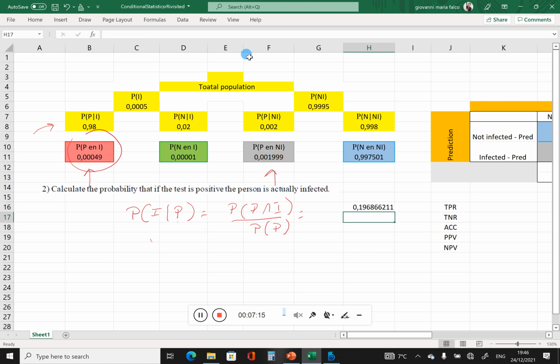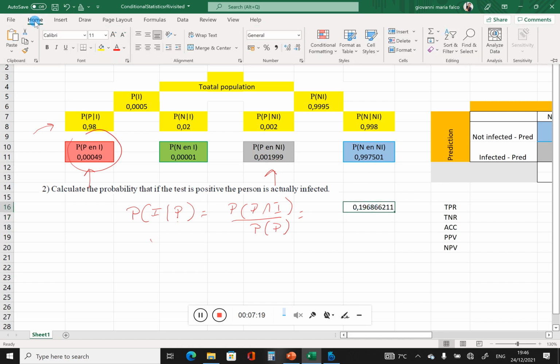Okay, and then basically if you round this off to 3 decimals, we get 0.197, so about 20% probability.